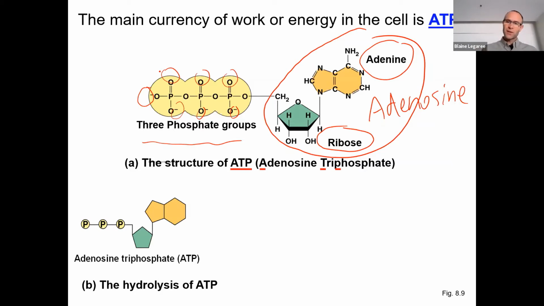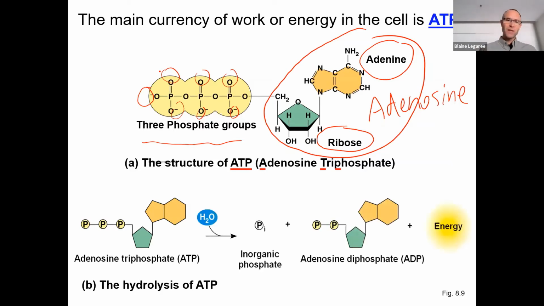If you take a look down there, there's my ATP, and we can release energy by using a hydrolysis reaction. Remember, hydrolysis is adding water, and we can make ADP, so D for di, and when we release a phosphate, we get energy.